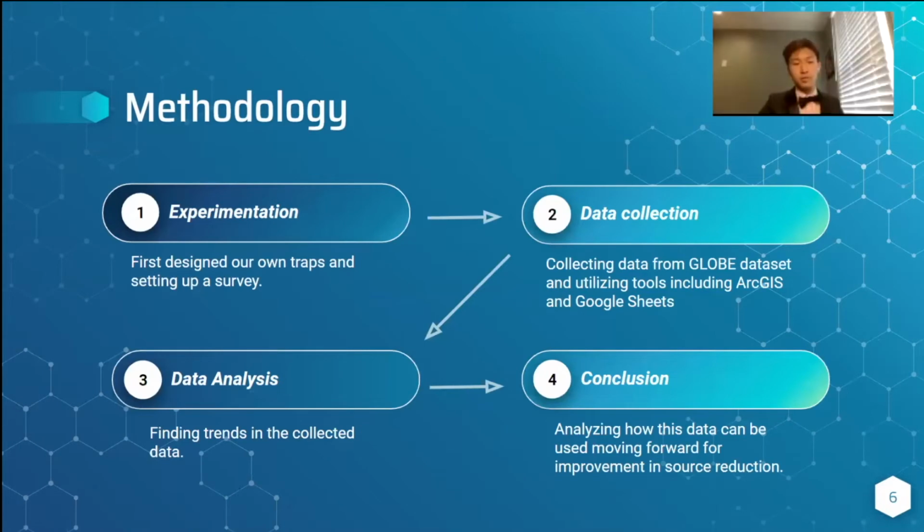We first set up our own mosquito traps to collect field data to contribute to the Globe Mosquito database. After this, we designed our own Google survey to collect demographic points. We then used custom CSV files to extract Globe data into ArcGIS. And finally, we analyzed the data and found trends that we hope to present to public health officials in the future.